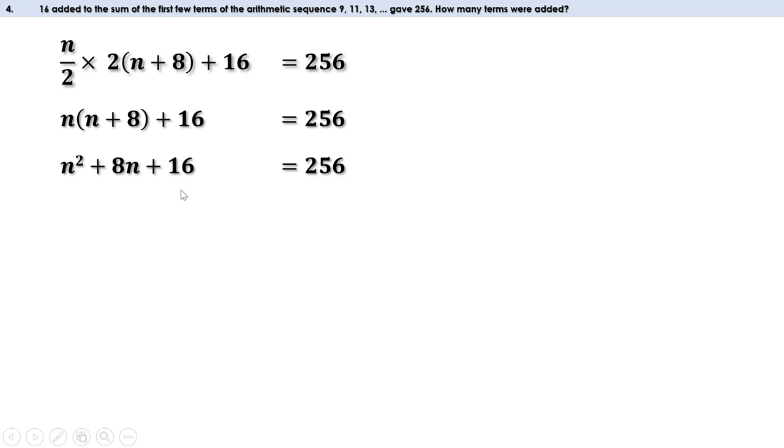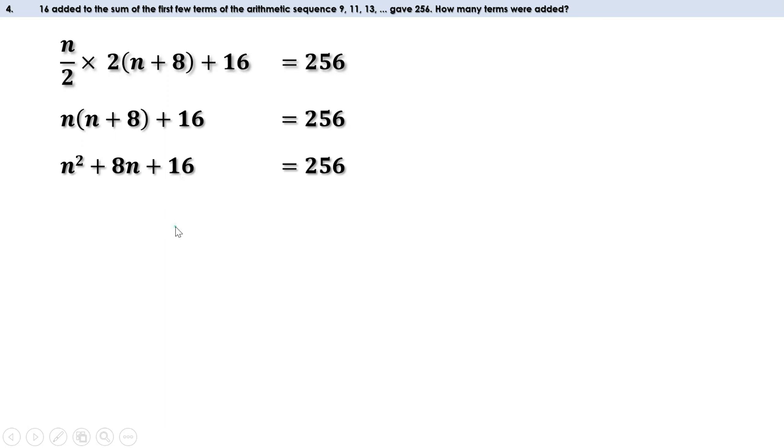Is it a perfect square? This is n square, this is 4 square. n into 4 is 4n. When we double it, we get 8n. So this is a perfect square. The square root of this term is n, the square root of this term is 4, and the middle term is positive. So this is the square of n plus 4.